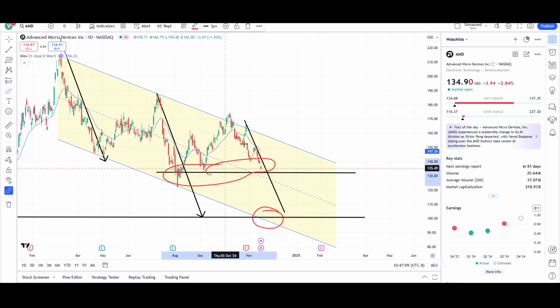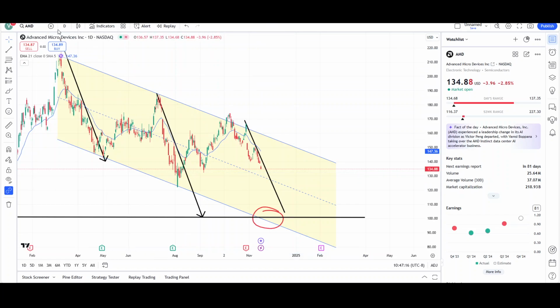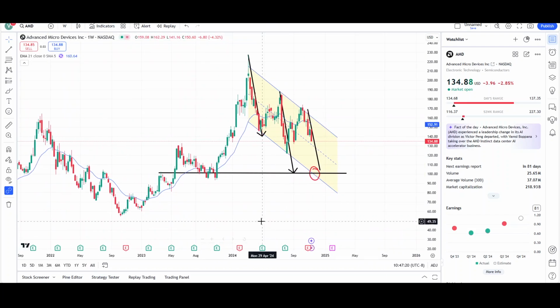So we'll see what happens over here, but the expectation is more downside in the future, even if we do see a short-term bounce. So that's how I'm looking at AMD. Expectation is lower prices. Let's take a look at the weekly chart, see if we can find anything else.